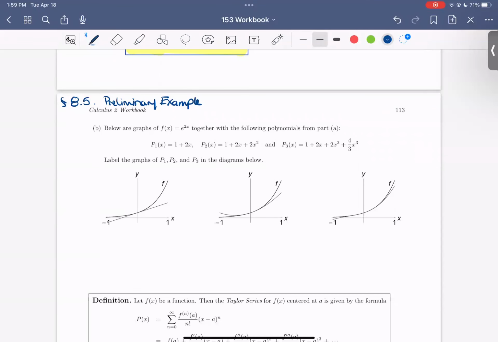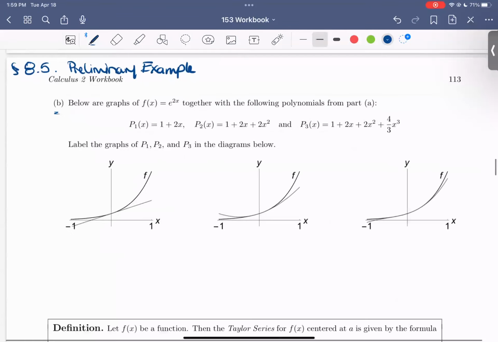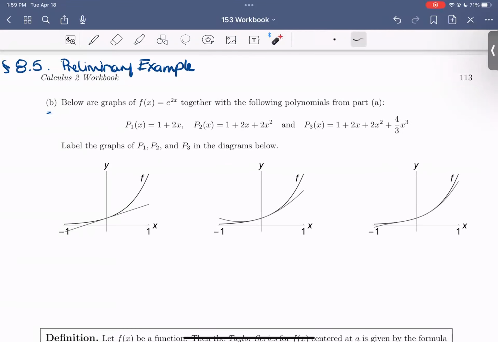Hi everyone, in this video we're going to continue our work in the preliminary example for section 8.5. So here we're going to look at part B of that example. Part B says below are graphs of the function f of x equal e to the 2x, together with the following polynomials from part A.